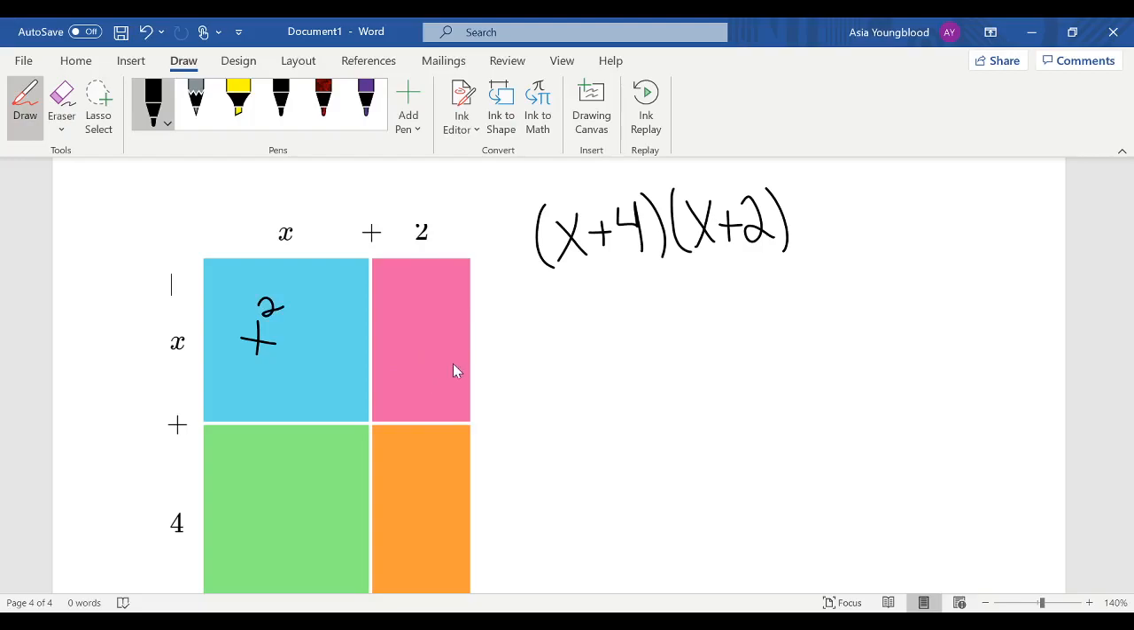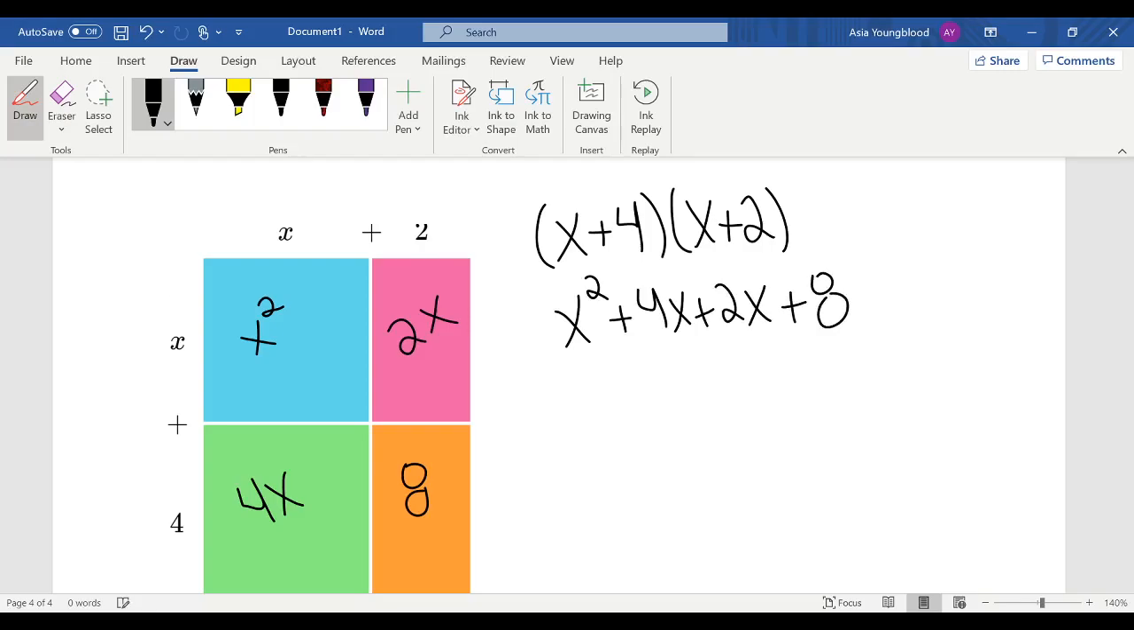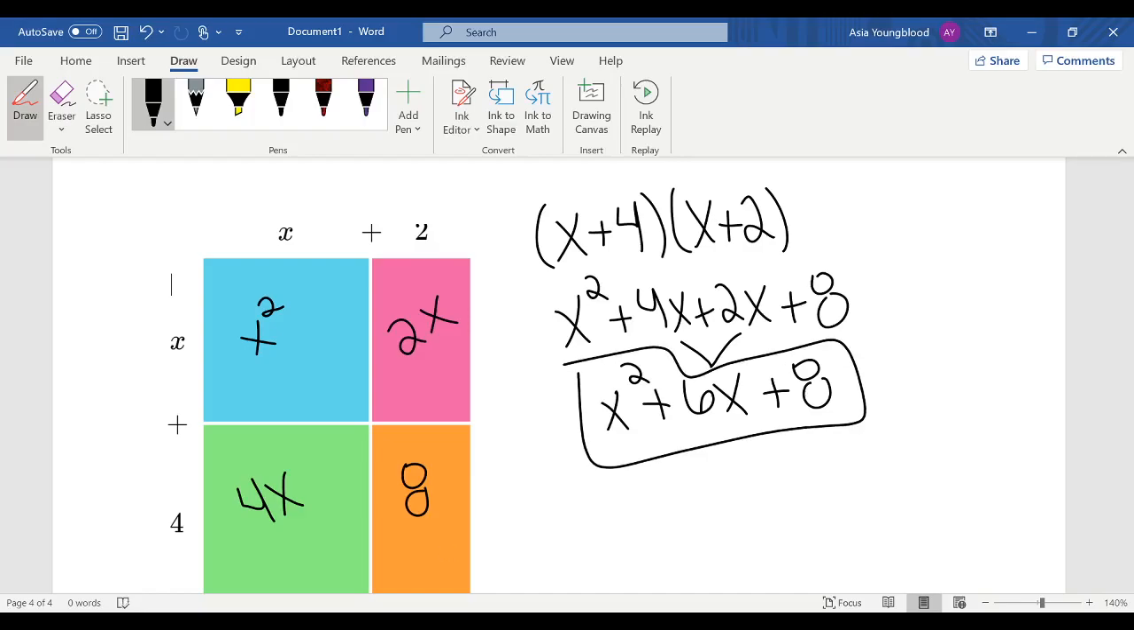To find the area here of this pink part, we're going to do 2x. To find the area here of this green part, we're going to do 4x. And to find the area here of this orange part, we're going to do 4 times 2, which is going to get us 8. So now if we write it all out, we're going to have x squared plus 4x plus 2x plus 8. We can combine the 4x and 2x because they are like terms. They both have an x, so that gets us 6x. So we have x squared plus 6x plus 8 is going to be our final answer for this problem.